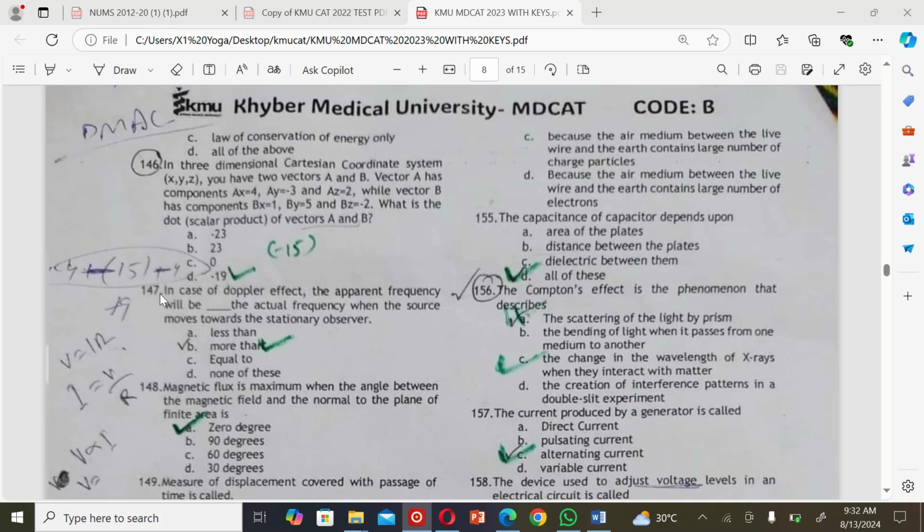The next MCQ is: in case of the Doppler effect, the apparent frequency will be dash the actual frequency when the source moves toward the stationary observer. A, less than; B, more than; C, equal to; and D, none of these. So the correct option is B, more than.